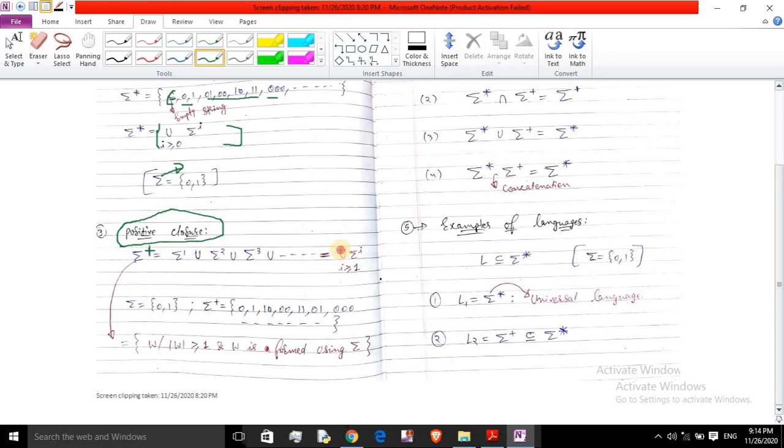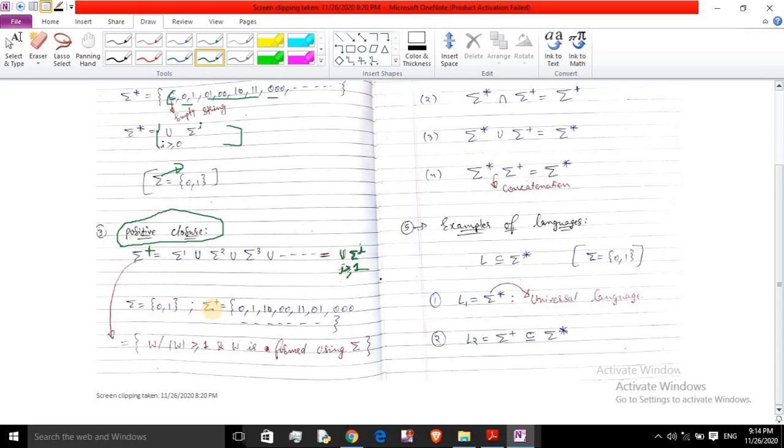How can we write it mathematically in an easy way? Union of sigma to the power i, where i is greater than or equal to 1. Sigma has only two symbols, 0 and 1.